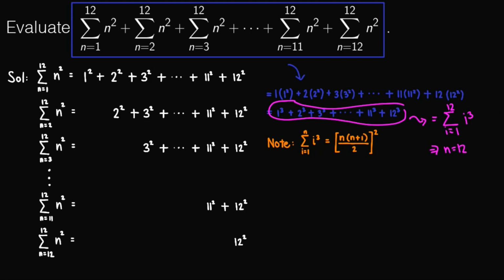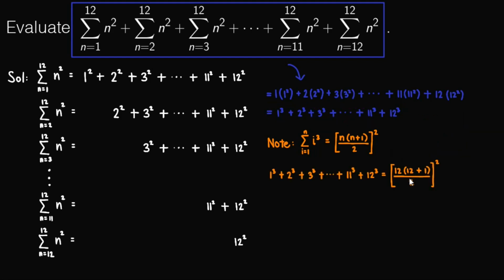So we'll have 12 times 12 plus 1 all over 2, squared. Then we divide 12 and 2 out here to obtain 6. Then we simplify 12 plus 1 out here, so the expression inside becomes 6 times 13. Now, multiply these two inside, and we get 78. And lastly, 78 squared is simply 6084. This is our final answer.